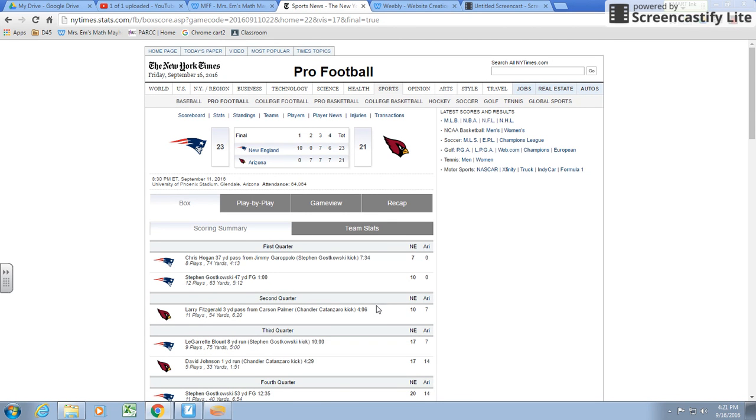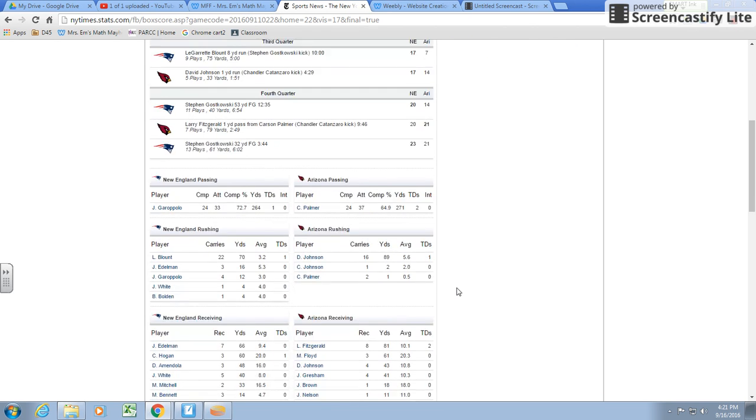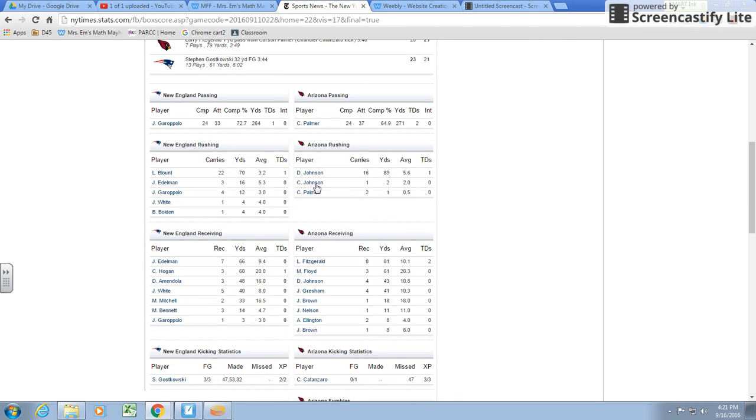Nothing shows up at the start, so I need to scroll down, and then I'm going to look on the Arizona side. So I'm going to look for D. Johnson. When I look for D. Johnson, he's not going to be in the passing because he's not a quarterback. He's a running back. So he's going to be in the rushing, and he could be in the receiving.